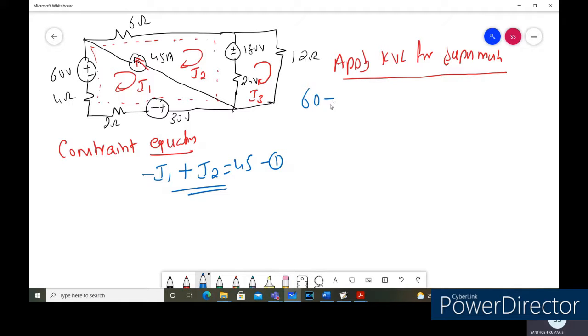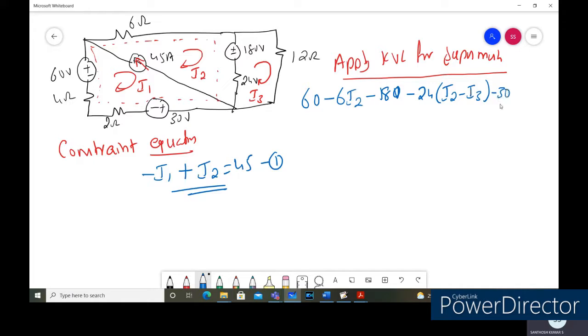So minus the drop across this one is, when applying the KVL for the super mesh, we are not going to consider this current 45 amps. So minus 6 into, and the current entering positive leaving negative is a drop in the voltage. So it's a minus 180, and the drop across this one is the 24 ohm resistor. So minus 24 into, the two currents flowing, I2 and I3, so it is I2 minus I3.